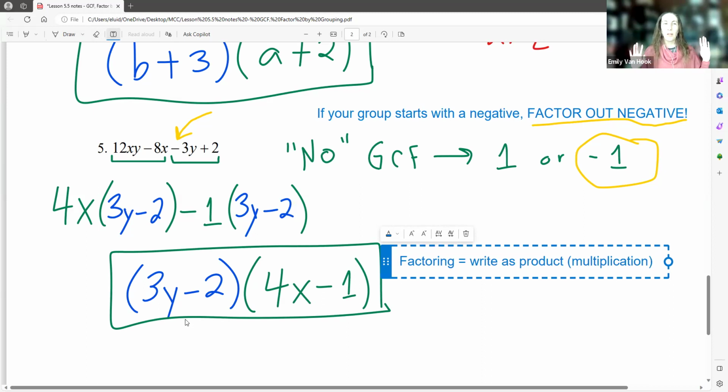Okay, so we've made it to the end of our notes for section 5.5. All the other factoring that we do will build on this. So it's really important that we understand the concept of GCF, factoring by grouping. And then when we get into factoring trinomials and some other types of factoring coming up, grouping might still be a part of that.